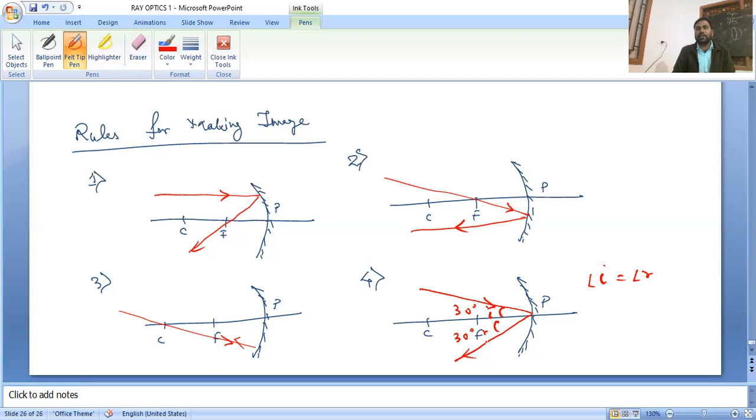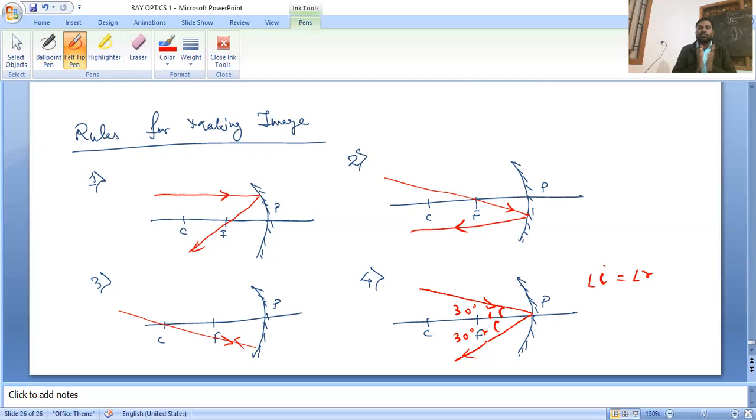There are two types of image. Let me explain the types of image: one is real and the other is virtual image. Many students are confused about what is a real image and what is a virtual image. Let me explain in a very neat, definite, and clear way what is real and what is virtual image.